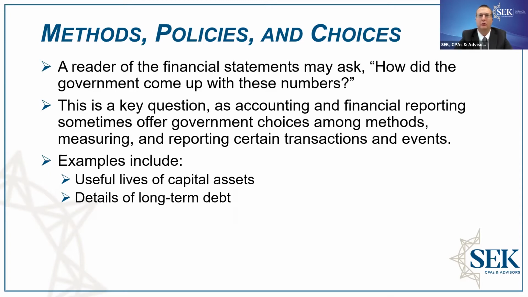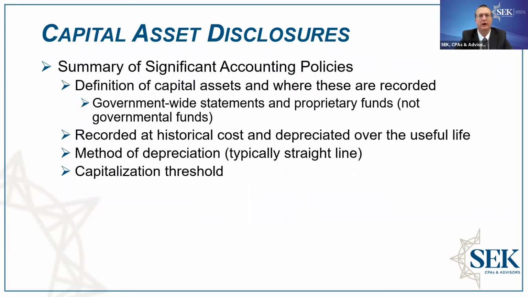So again, note number one is pretty much high level, just kind of describing how the government ultimately came up with those numbers. So we're going to dive in now as part of the capital asset disclosures. And you can see here, again, I'm just going to start with note number one. Note number one covers all footnotes, but the portion that's related to capital assets, I'm going to cover here on this slide and the next couple slides.